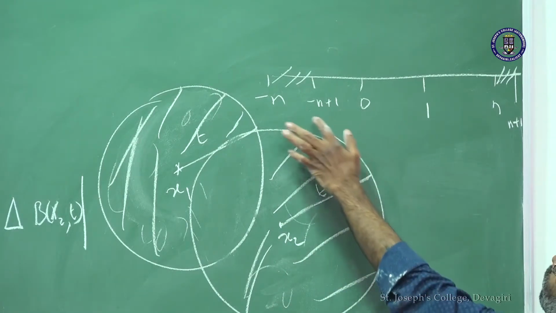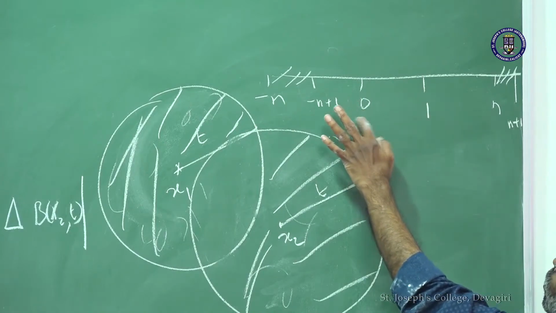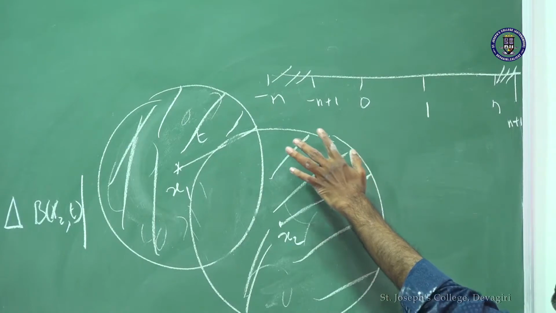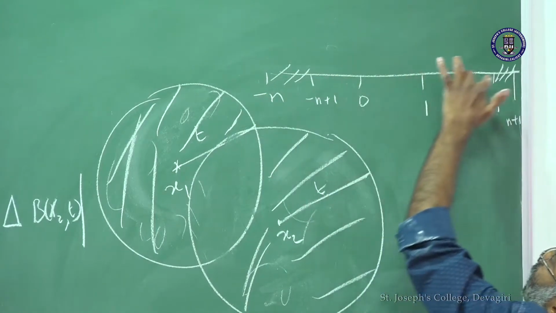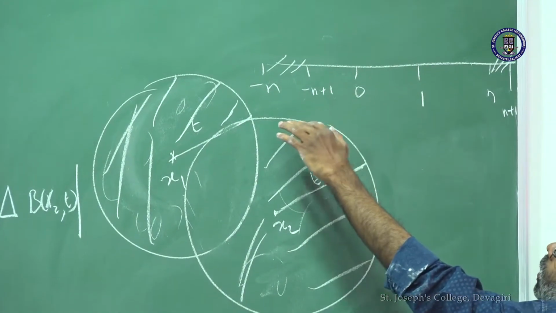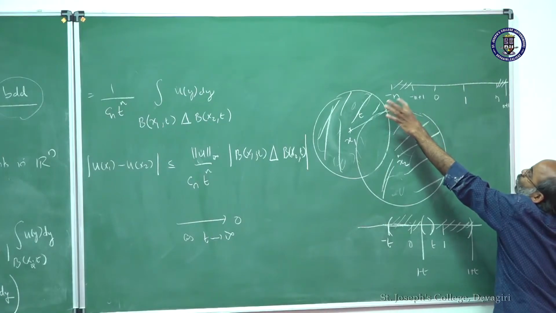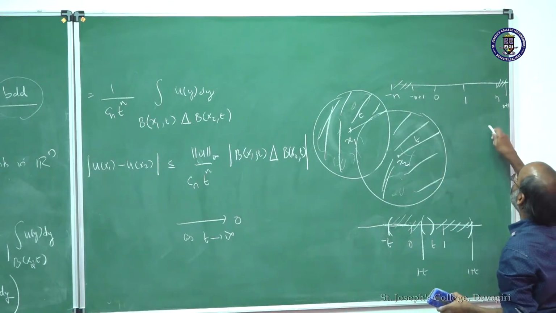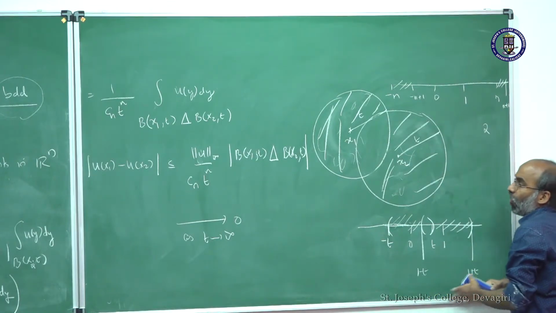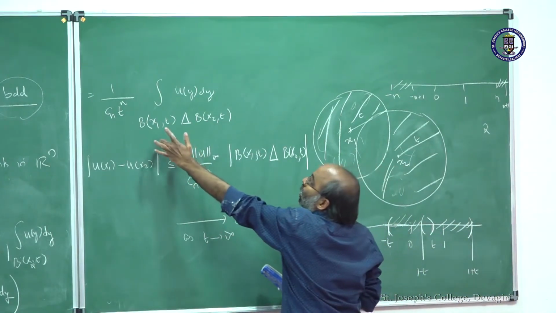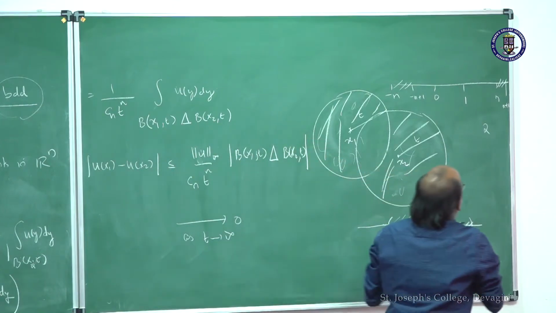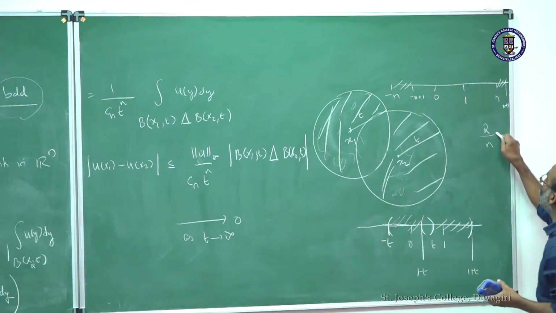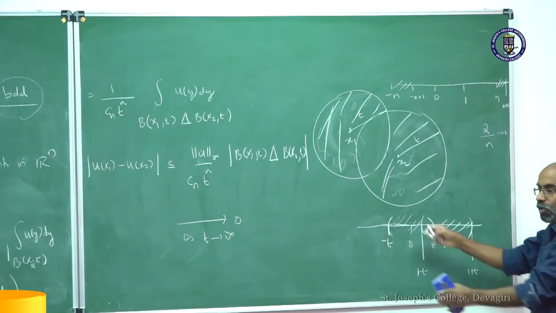Minus n to n is the ball around 0, and minus n plus 1 to n plus 1 is the ball around 1. Everything else is common. The measure of each leftover piece is 1, so the measure of the symmetric difference is 2. We divide by the measure of the ball of radius n, that is just n. So it is 2 by n, and that goes to 0 as n goes to infinity. That is what you have to show.